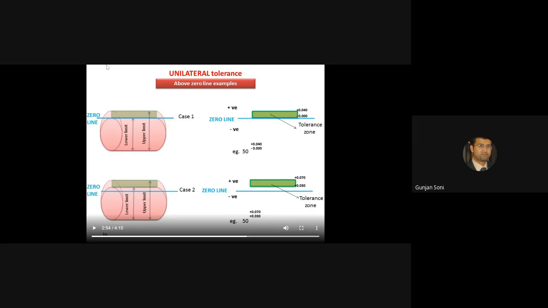Then let's say we talk about geometric tolerance. Well, let's try to understand. It's just to represent how our tolerance is placed across the zero line that was used over here. Now we talk about geometric tolerances.